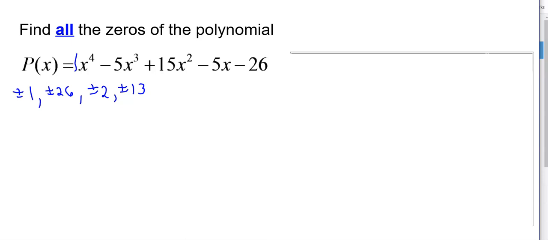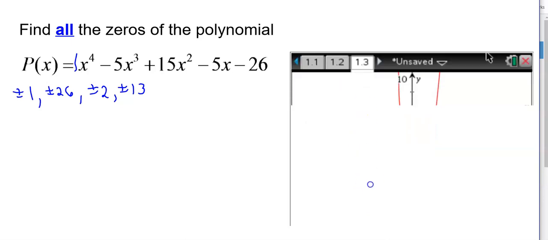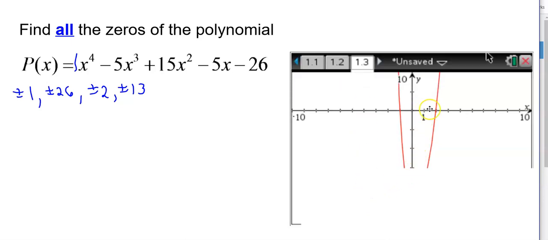Go ahead and graph that. When you do, I think the graph is going to look like this. So it looks like it crosses at 2 and -1 there. So looking at the graph, it crosses at 2 and -1. So I know two of my answers.